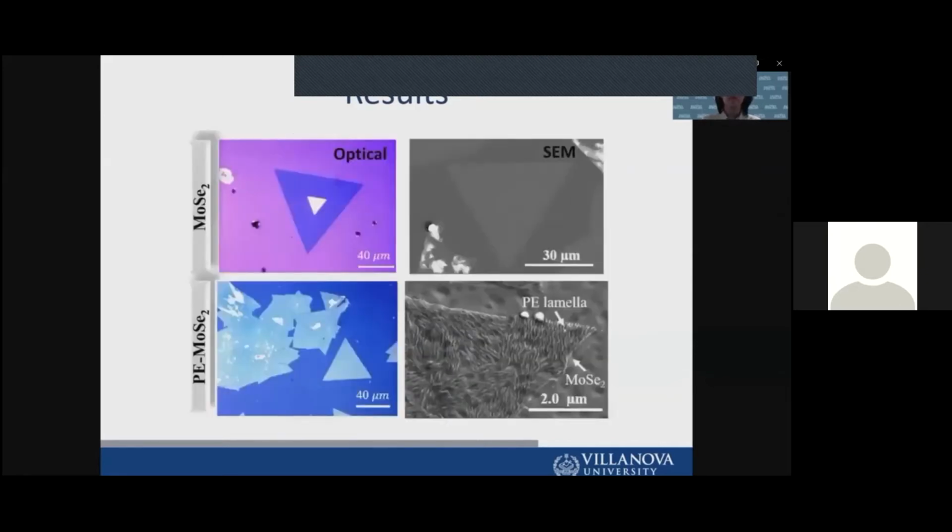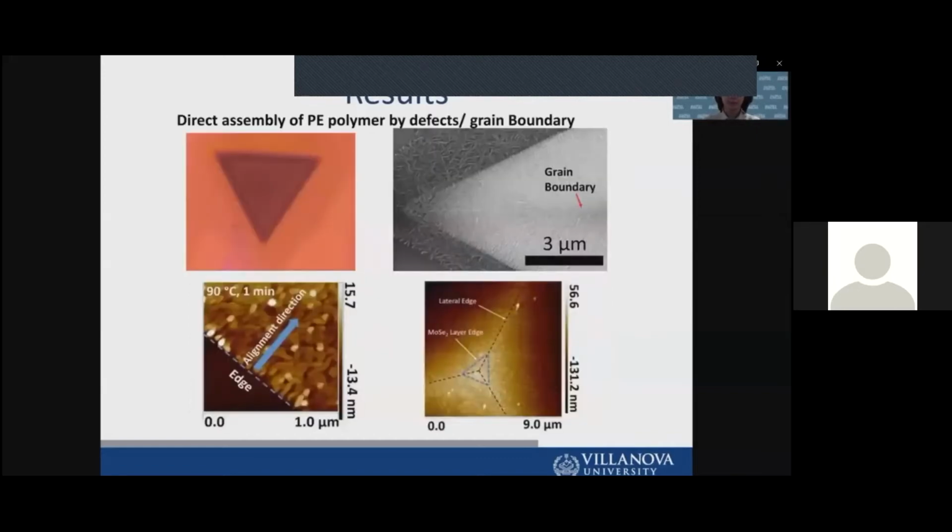And here are optical and SEM images of the MoSe2 and the composite material. As you can see in the bottom right corner image, the PE lamella grow in specific structures on the MoSe2 surface, which we would later find would be because of different defects in the crystalline structure. As displayed here, there's a grain boundary in the top right image, which goes horizontally across the image, and the polymers seem to grow outwards from the grain boundary.